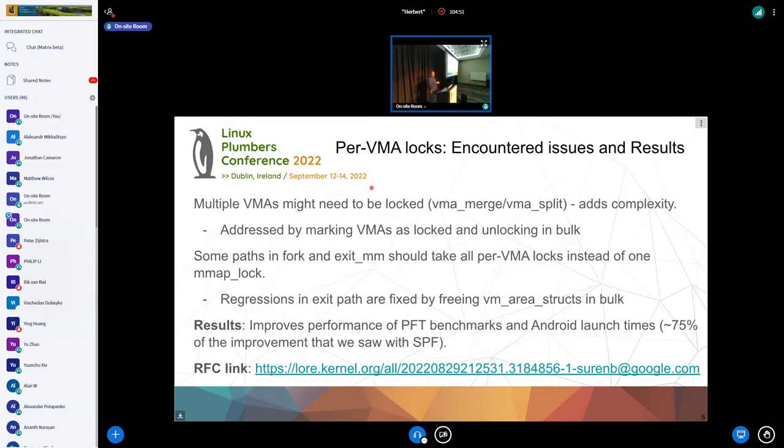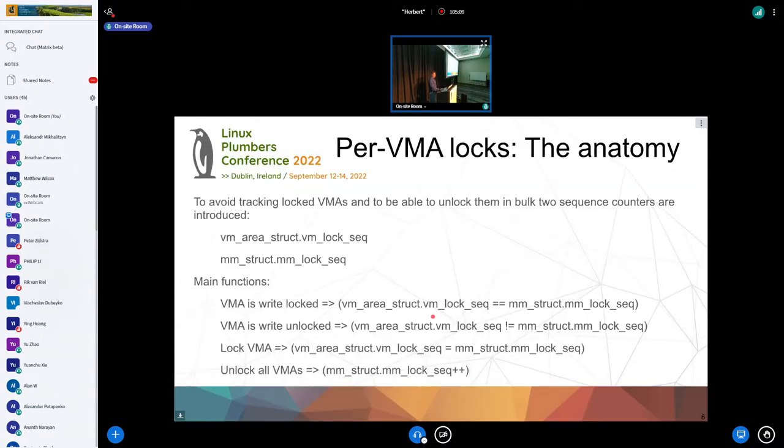each VMA, during the transaction we mark specific VMAs locked, and at the end we just unmark all of them. The way I achieve that is by having sequence counters, both in the VMA and the MM. And the rules are pretty simple. When those sequence counters are equal, the VMA is locked. And when they are not equal, the VMA is free, so it's not locked.